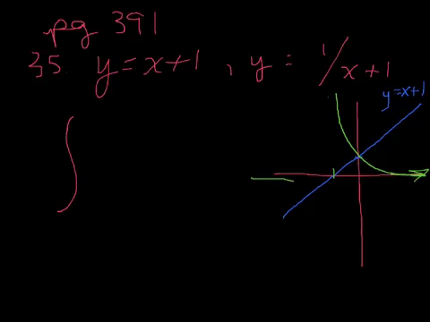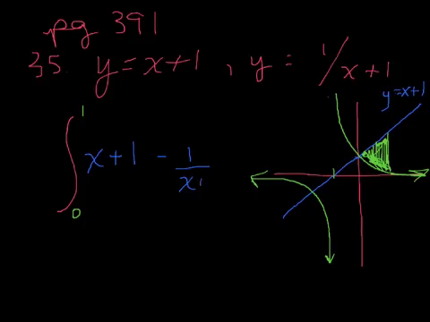It does the same thing on the other side, but we're not necessarily interested in what goes on over there, because they gave us our boundaries from 0 to 1 on the x-axis. So we're interested in from 0 to 1 on the x-axis. So this is the region we're talking about right here. That's the region between those two curves. You can see from the picture that the blue curve is on top, green curve is on bottom. And so, to get the area between them, it's the top curve, which is x plus 1, minus the bottom curve, which is 1 over x plus 1.